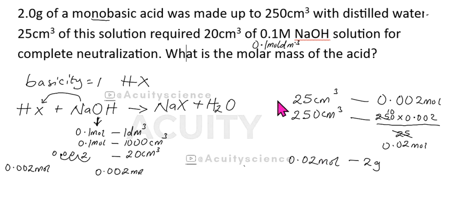Exactly. All right. Molar mass is the mass of 1 mole. So 1 mole was actually 1 times 2 over 0.02. Okay, and this is equal to 100 grams. All right, easy.